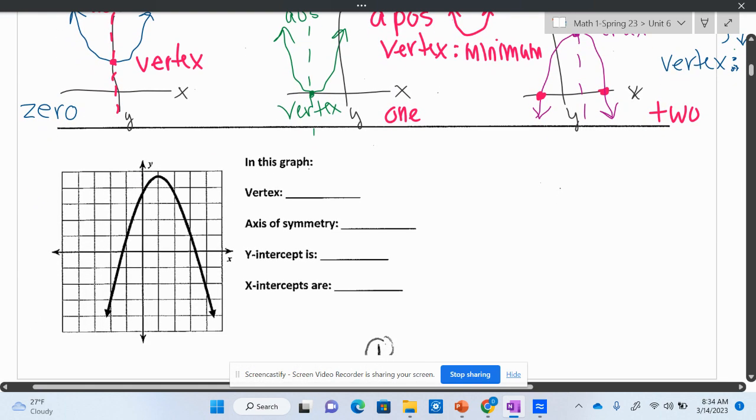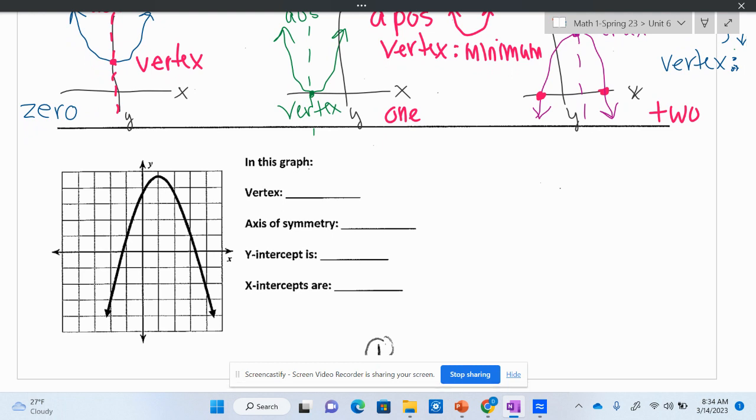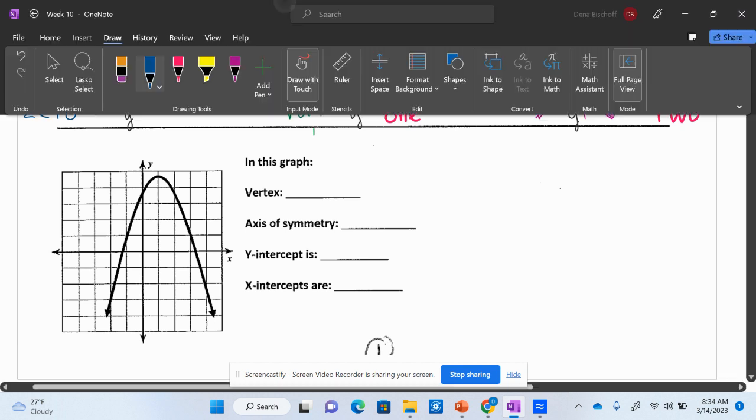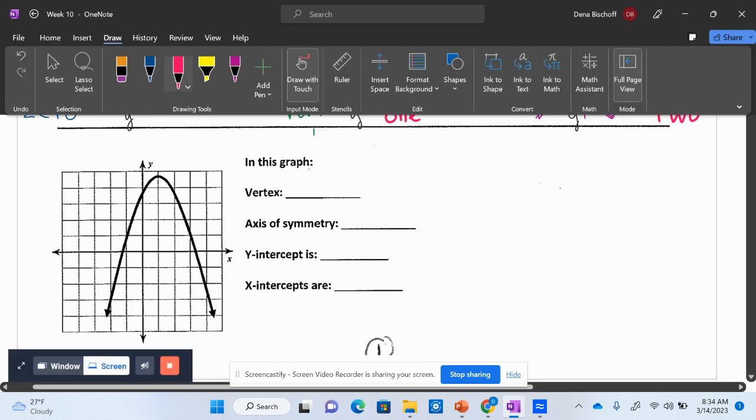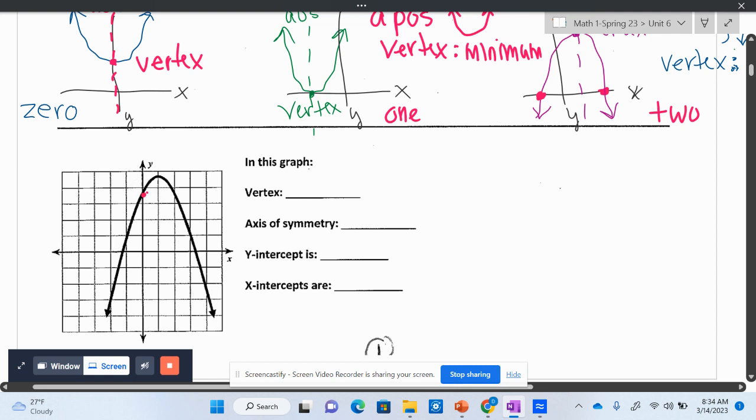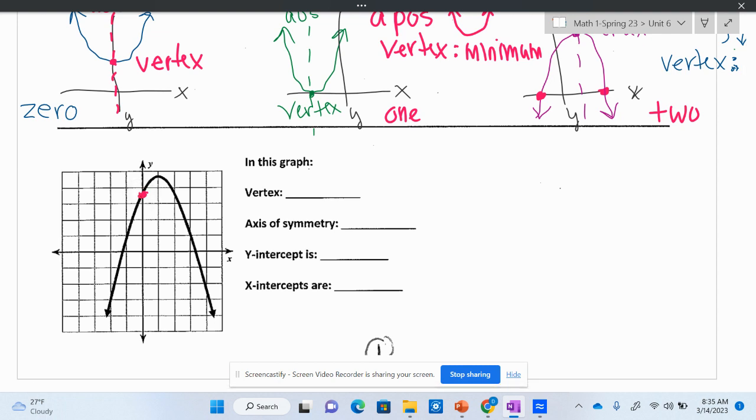So in this graph, we're just going to do some labeling. I labeled some points on here. Here's what I said. This point right here is my y-intercept. And I said that is 1, 2, 3.5. So that's the ordered pair (0, 3.5). My y-intercept takes place at (0, 3.5).